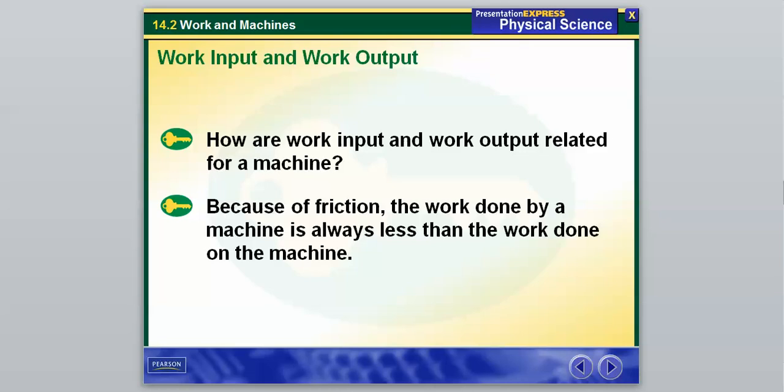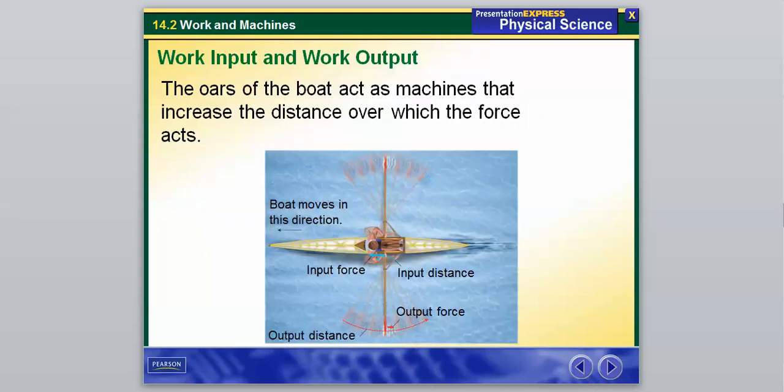Based off those last two things, there are things called work input and work output related to a machine. Because of friction, the work done by a machine is always less than the work done on the machine. So you're always going to have to put more in because of friction than what you're actually going to get out. The oars in a boat act as machines that increase the distance over which the force acts.